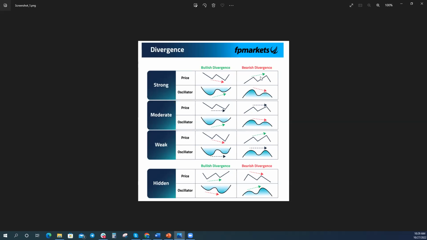So what this is telling you is that although momentum is to the upside right now, it is slowing. It is slowing. So it's a warning signal that sellers could potentially make their move shortly. All right, so this is your strong, regular, bullish, and bearish divergence. I won't go into the moderate and weak versions because it's pretty much the same.